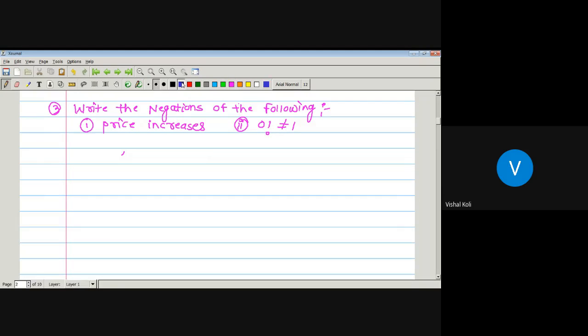So solution. First one will be price increases, then its negation is nothing but price does not increase. Price does not increase is the negation of the first one. Now second one, 0 factorial is not equal to 1, then its negation is nothing but 0 factorial is equal to 1. So these are the solutions of the given statements.